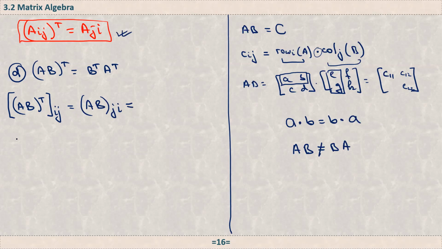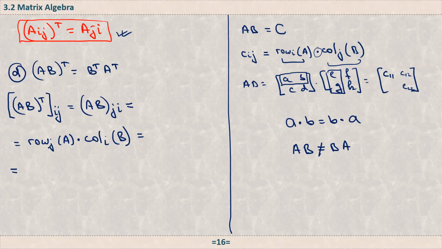That is equal to, again using the definition of this product, row J of A dotted with column I of B. Now, again, just using the definition of the transpose, that's why you should understand the definition very well. I mean not how it looks, but how we write it using index notation. So that is equal to row J of A, column I of B.